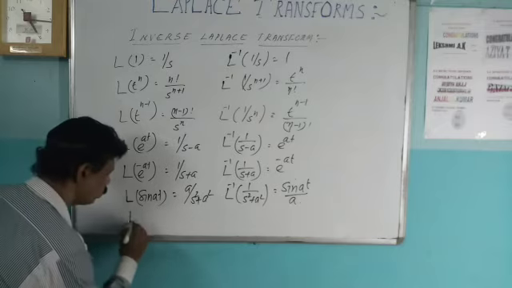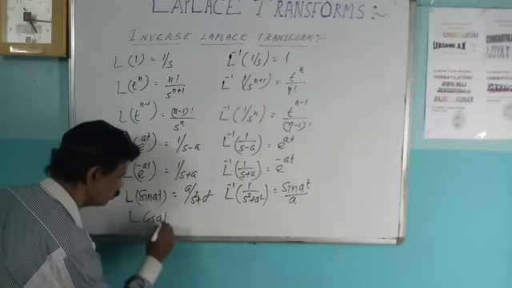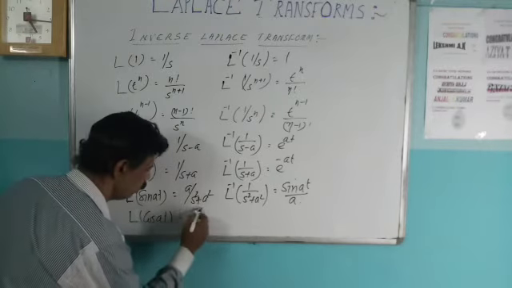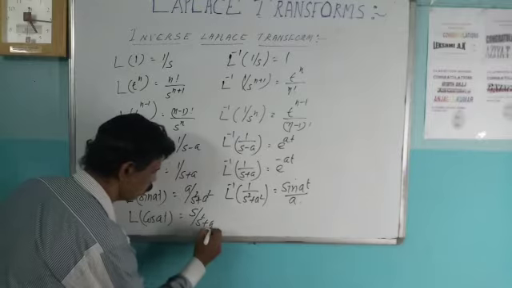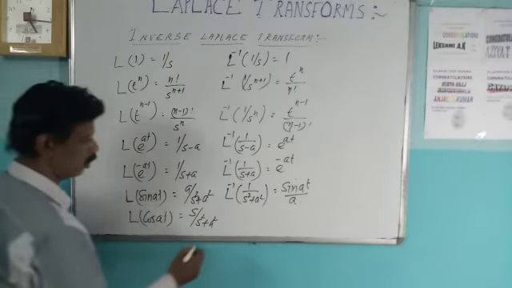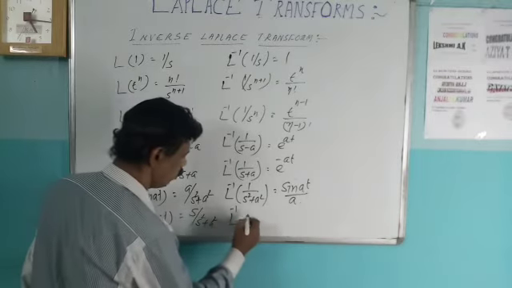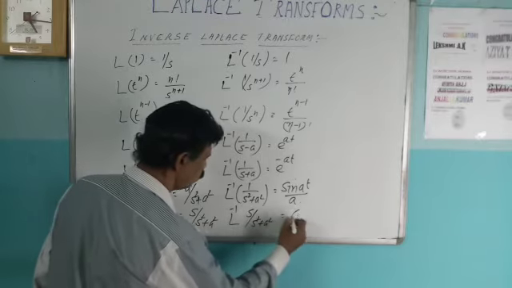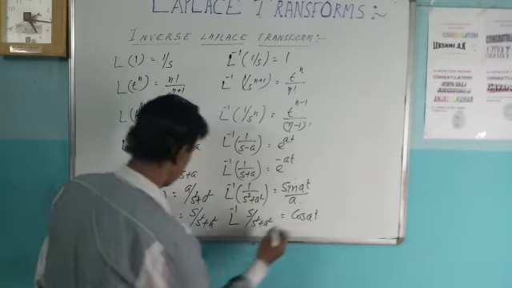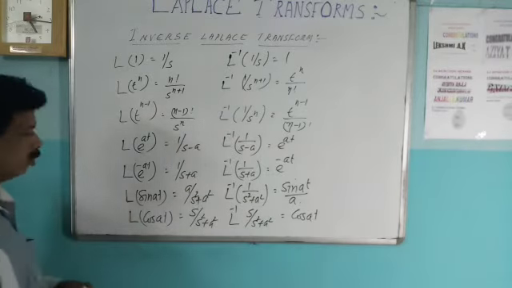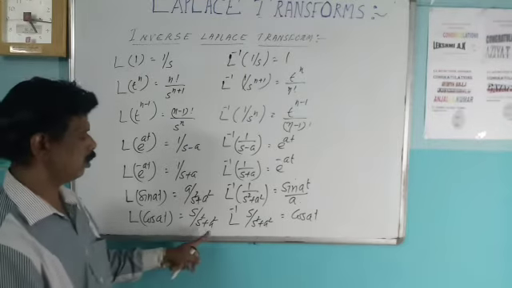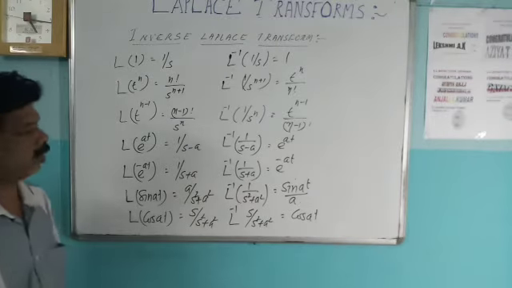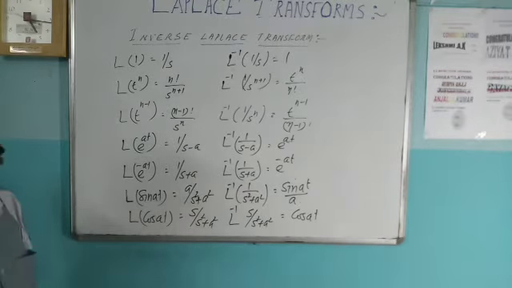Next, Laplace of cos at equal to s divided by s square plus a square. Then Laplace inverse of s by s square plus a square equal to cos at.